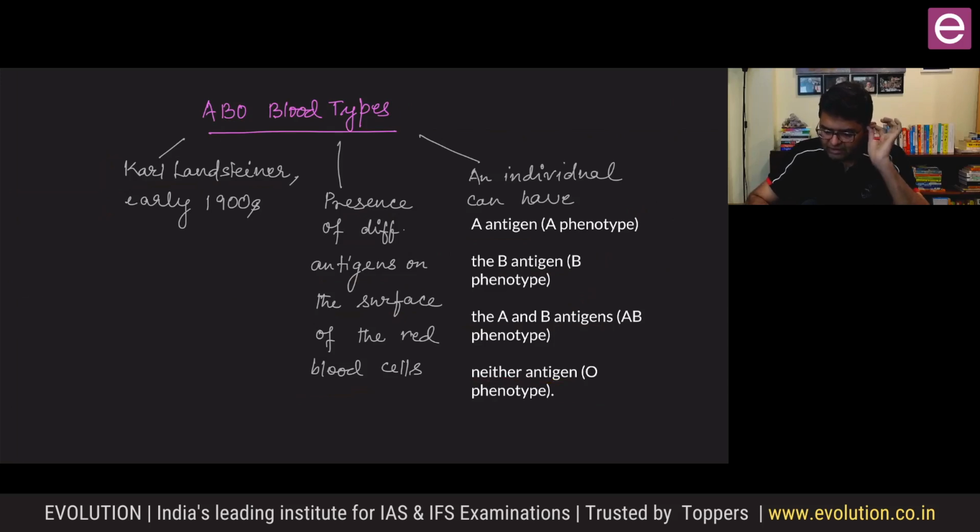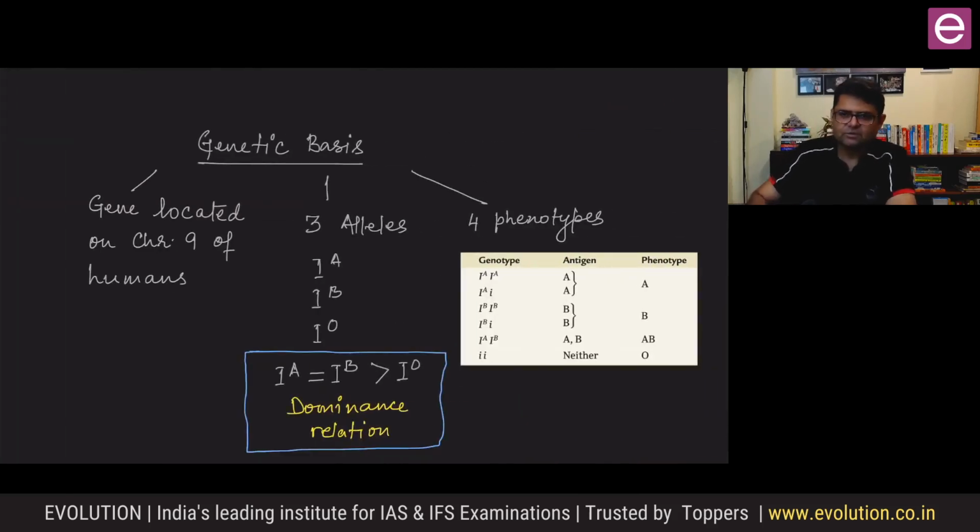So when you study it a little closely, what you see in this case is that the alleles are actually the A type allele, the B type allele, and the O type allele. So this is the genetic basis. The gene is located on chromosome number 9 of human beings, and there are 3 alleles.